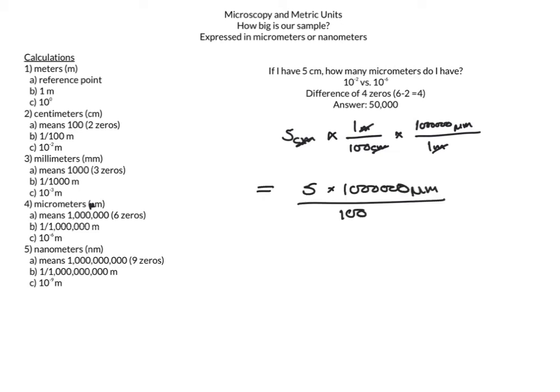This can also be set up as an equation. 5 centimeters multiplied by 1 meter over 100 centimeters multiplied by 1 million micrometers over 1 meter. Now the meters and centimeters cancel out. That gives us 5 times 1 million micrometers over 100. We then remove the 2 zeros. So now we have 5 times 10,000 micrometers, which gives us 50,000 micrometers.